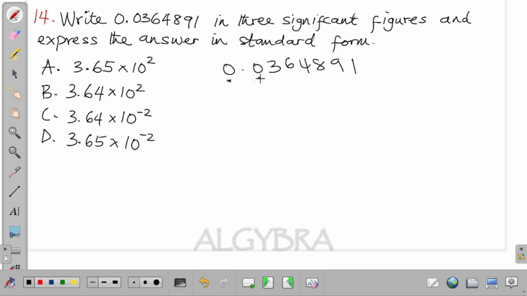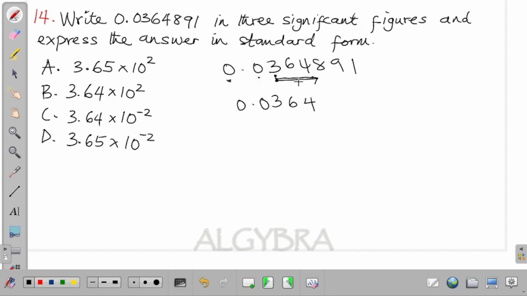And then this is the other one which is zero. This is actually three, which is non-zero. So I'm going to start from here and move to the right. Since I'm looking for three significant figures, I'm going to look for three numbers starting from this three and going to the right. So the numbers are 3, 6, 4 in this case.